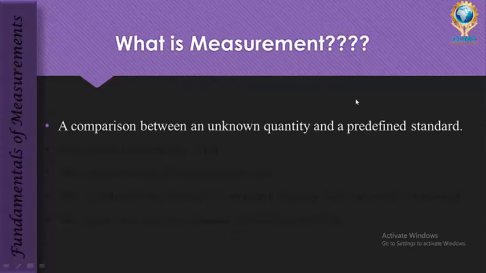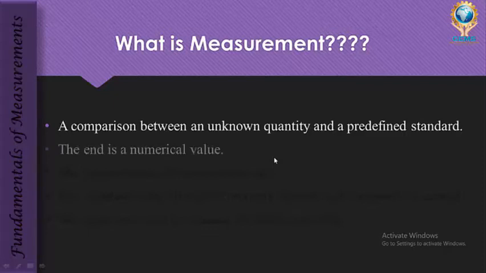So what is basically a measurement? Measurement is nothing but a comparison between an unknown quantity and a predefined standard. Okay, so suppose you want to measure the length of a particular cloth. So what do you do? You take a scale or a tape and you measure the cloth. So the cloth is an unknown quantity which you have in your hand, and the scale or your tape is your predefined standard because it has some units, centimeter and inches. So you take a cloth and measure it using a predefined standard, the tape. So measurement is nothing but a comparison between an unknown quantity and a predefined standard.